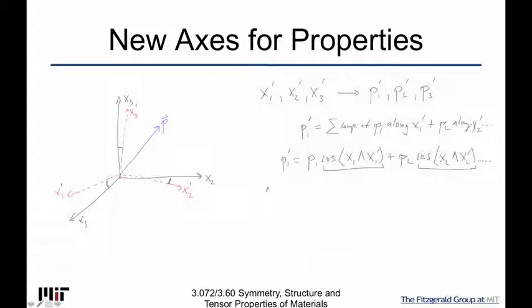So let's define a matrix Cij to be the cosine between xi prime and xj. So it relates the angles to all of the other angles, right?